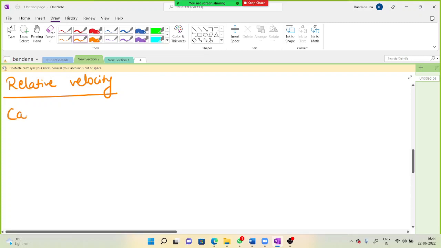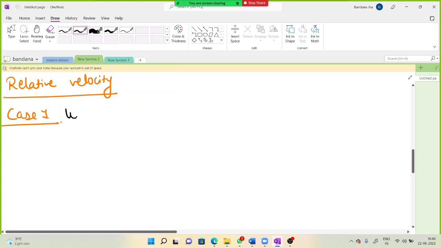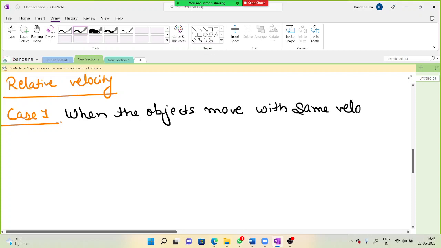So there are three cases. The first case is when two objects move with the same velocity in the same direction. Now we are talking about two objects, the relative motion with the same direction.